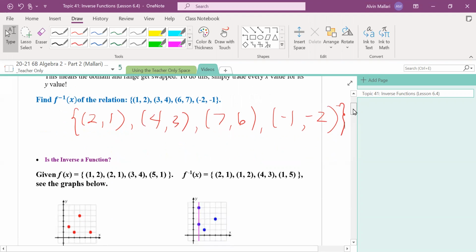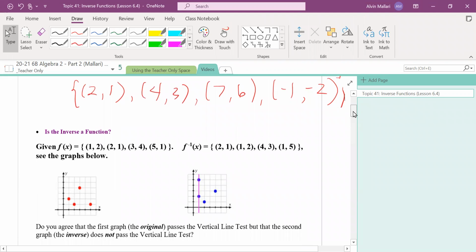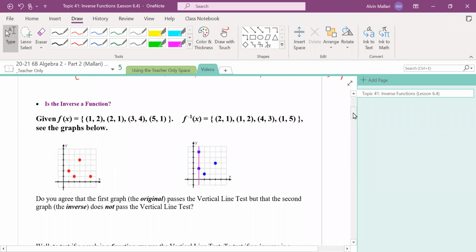Now, how do we know if an inverse is a function? Well, in the past, we know that we can determine whether a set of values or an equation is a function when we graph it, and then we use the vertical line test. With the vertical line test, if the line hits 2 or more points, then we say that it did not pass the vertical line test and the graph is not a function.